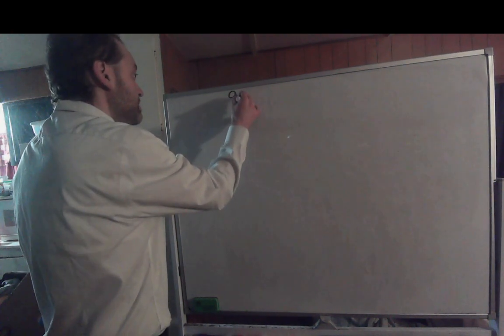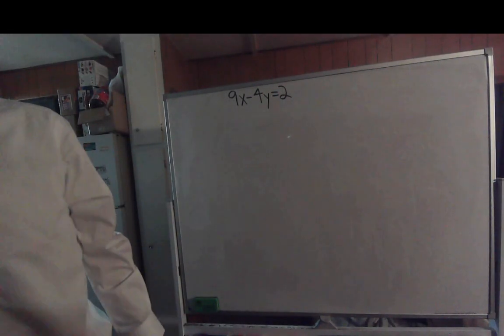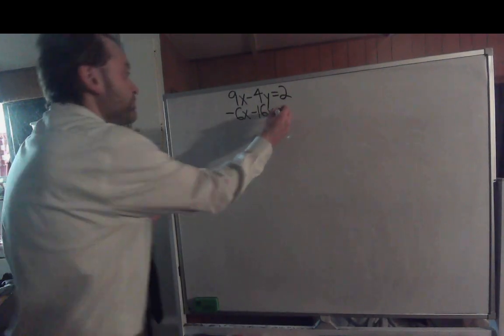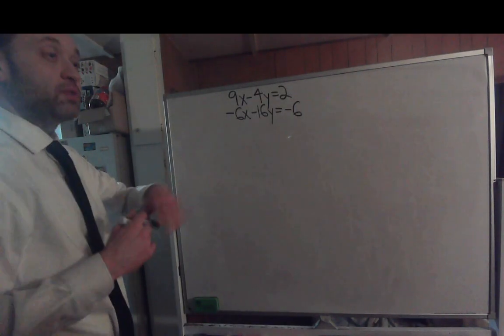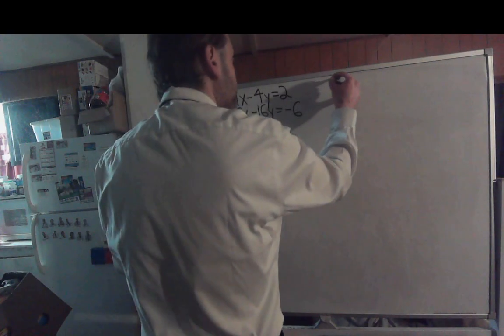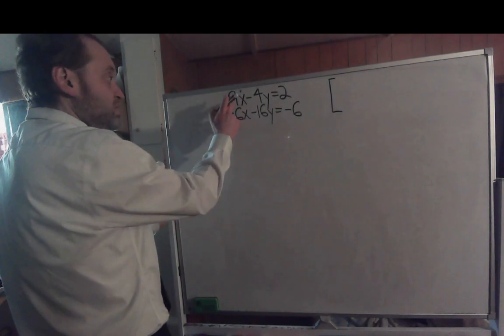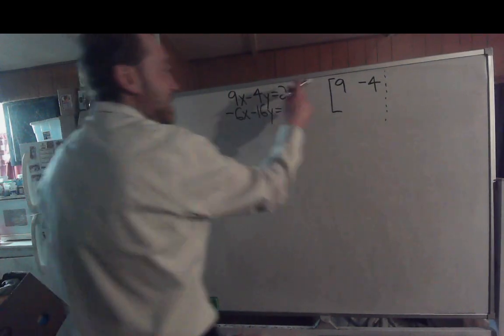All right, we have 9x minus 4y is equal to 2. Then we have negative 6x minus 16y is equal to negative 6. So there's your system of equations with 2 variables. Let's form an augmented matrix. So you'll have 2 rows since you have 2 equations. To form the first row, take the coefficient of your x variable, which is 9, the coefficient of the y variable, which is negative 4, then make your augmented line, and on the right side, put that 2.